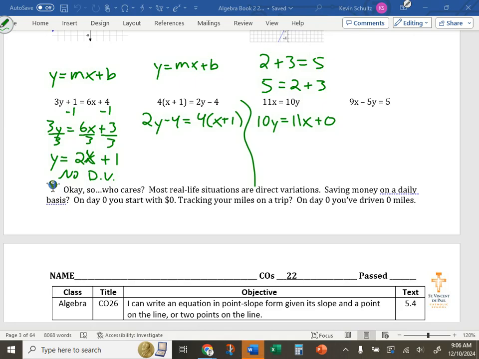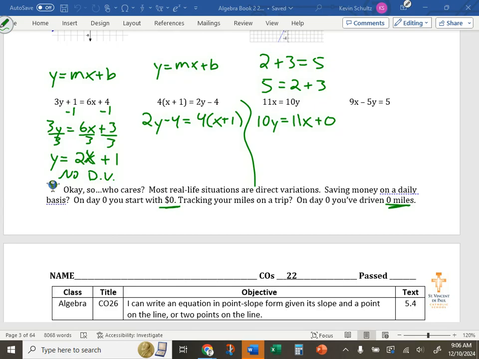Is the bottom one a question? No, the bottom one is not a question. This is the who cares? Why do we have direct variation to begin with? Most real life situations are direct variations. Saving money on a daily basis, on day 0 you start with $0. If you're going on a family trip and tracking how many miles you go per day perhaps, on day 0 you've driven 0 miles, right? Whenever you start at 0, that is a direct variation situation, which is oftentimes what is happening.